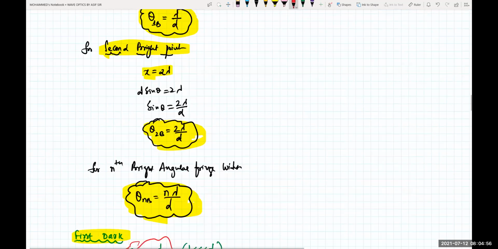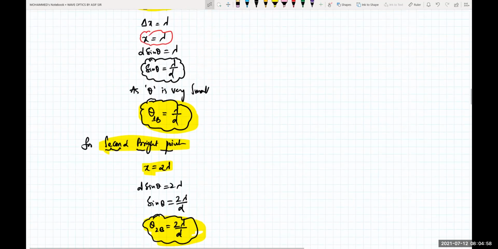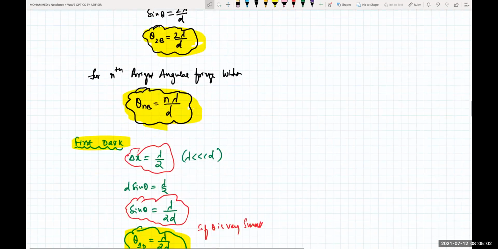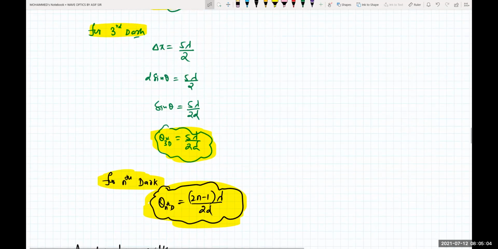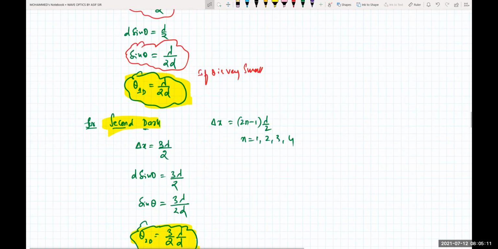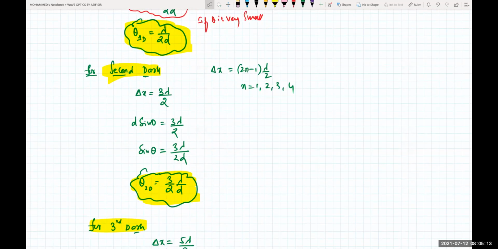So what is the formula for the nth dark, and what is the formula for the bright fringe? Clear? So for the nth bright it is n lambda by d, and for the nth dark the formula is 2n minus 1 into lambda by 2d. If I'm using 2n minus 1, then n should start from which value? n is equal to 1, 2, 3 to start with.